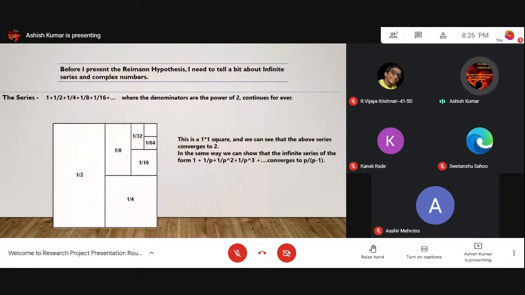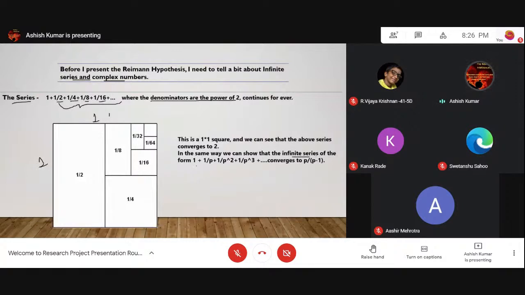Now, before I present the Riemann hypothesis, I need to say a bit about infinite series and complex numbers. We'll start with this series: 1 plus half plus 1 by 4 plus 1 by 8 plus 1 by 16 and so on, where the denominators are the powers of 2, and this series continues forever. Now we can solve this series using this diagram, a 1 cross 1 square, and we can see that this series converges to 2, because this part of the series converges to 1, and 1 plus 1 is 2.